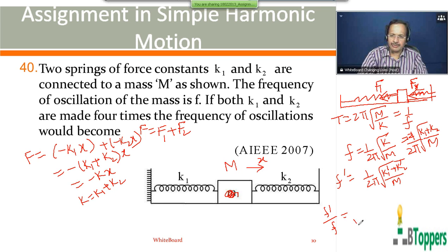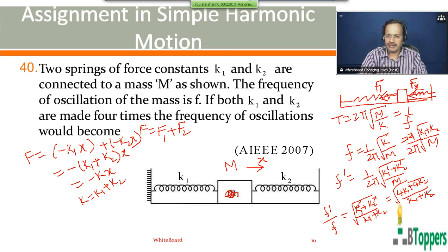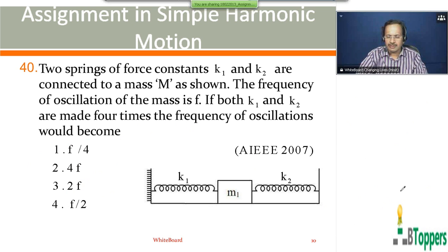So F dash by F is root of K1 dash plus K2 dash by K1 plus K2. Both the force constants are made 4 times. That is K1 dash is 4 K1, K2 dash is 4 K2. You can simplify it further. So if you want to copy the solution of the problem, you can take a pause and copy the solution of the problem and complete the calculation yourself. So for question number 40, third option is the answer.